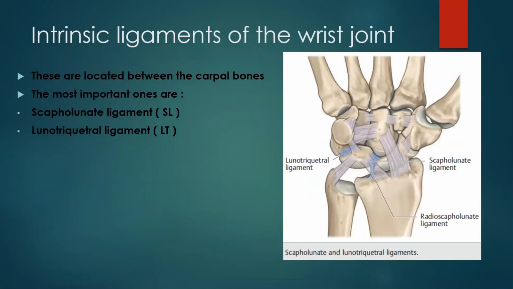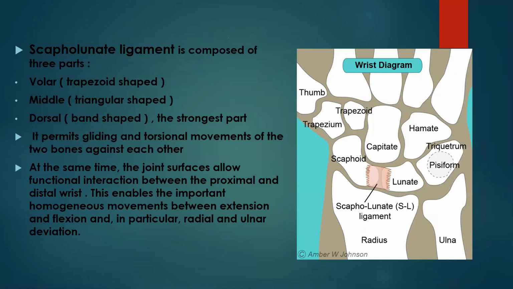Intrinsic ligaments of the wrist. These are located between the carpal bones. The most important ones are the scapholunate ligament and the lunotriquetral ligament. The scapholunate ligament is composed of 3 parts: the volar, trapezoid-shaped; the middle, triangular-shaped; and the dorsal, band-shaped, which is the strongest one.